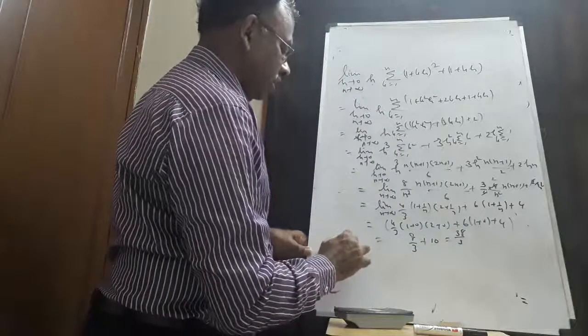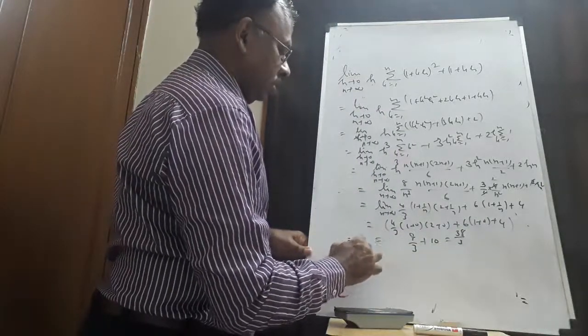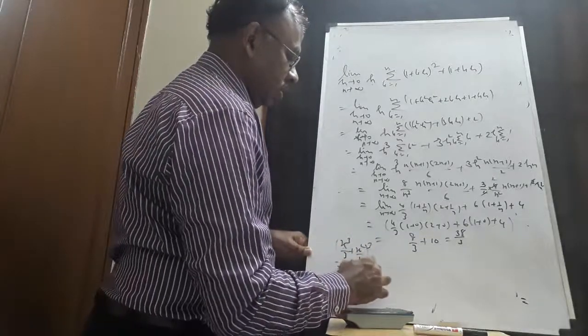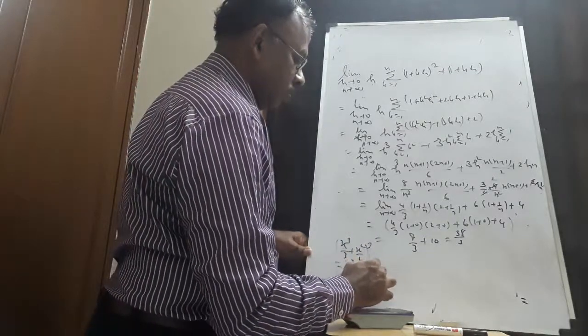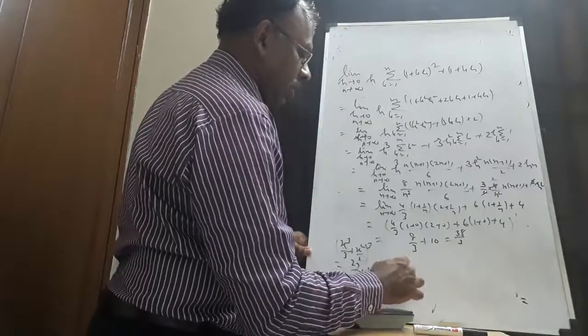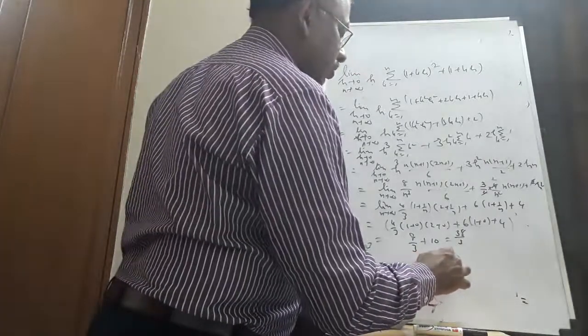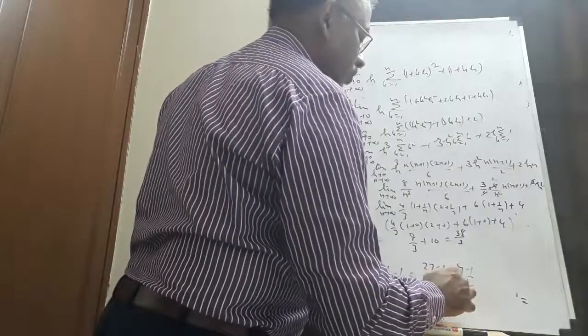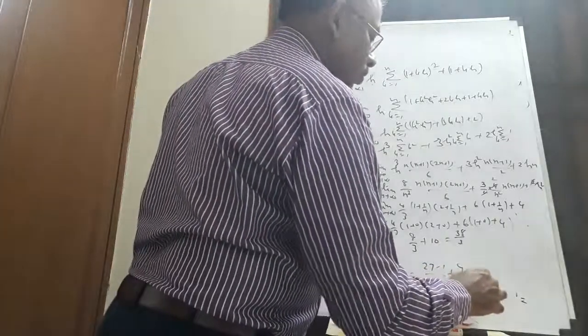Now, normal integration tells you x cube by 3 plus x square by 2, from 1 to 3. This is 27 by 3 plus 9 by 2 minus 1 by 3 minus 1 by 2. Therefore, 27 minus 1 by 3 plus 9 minus 1 by 2, which is 26 by 3 plus 4. This is again 38 by 3.